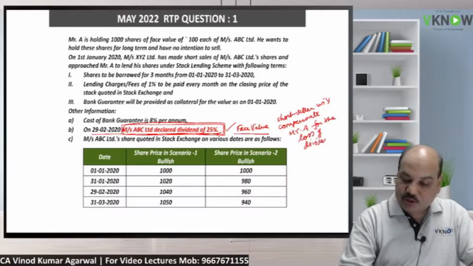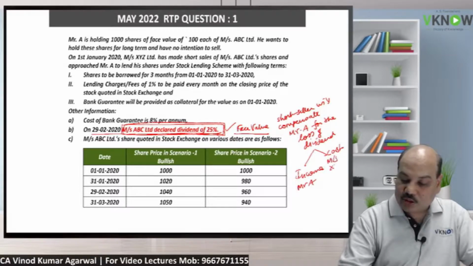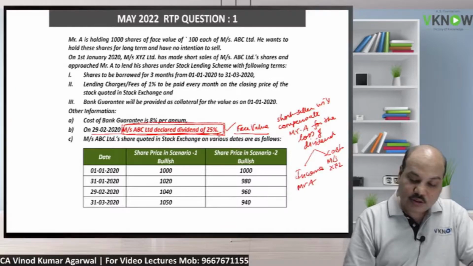Will compensate Mr. A for the loss of dividend. So this will be income for Mr. A and it will be cost to short seller Messrs XYZ.